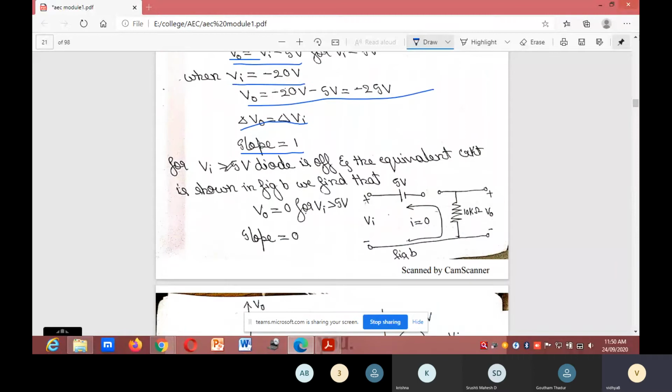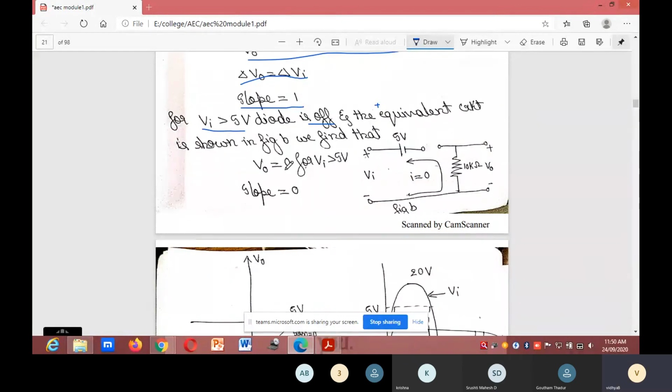When Vi is greater than 5 volt, that means we are applying the positive off cycle. When Vi is greater than 5 volt, the diode will be reverse biased, so it will be off. So open circuit.